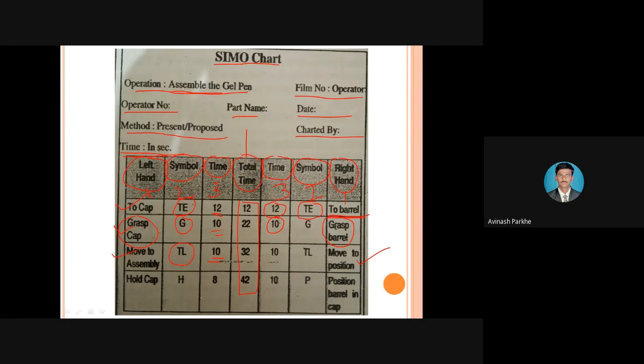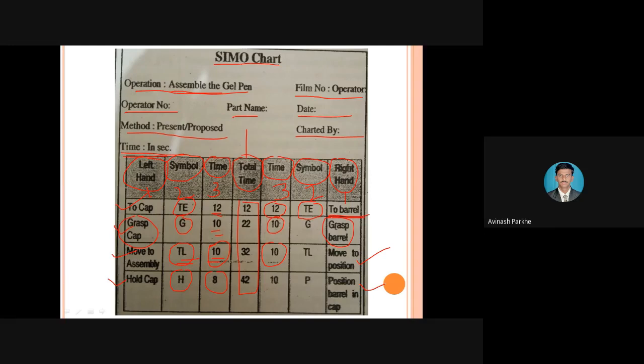So what I will do, I will take this particular cap and the barrel in front of each other, and their movements are represented by this particular TL symbol. How much time is required? 10 seconds are required for the left hand, 10 seconds are required for the right hand. Then the last movement is represented by hold the cap. We have to hold that particular cap in the left hand, and that holding is represented by the capital H. How much amount of time is required for the holding? 10 seconds. And at that time, position the barrel in the cap.